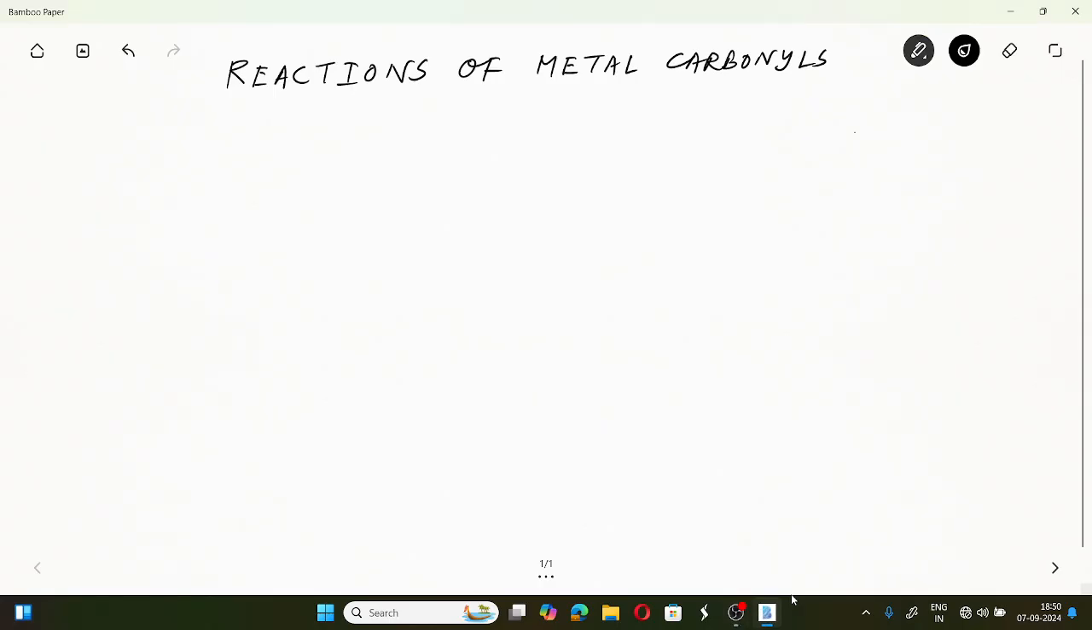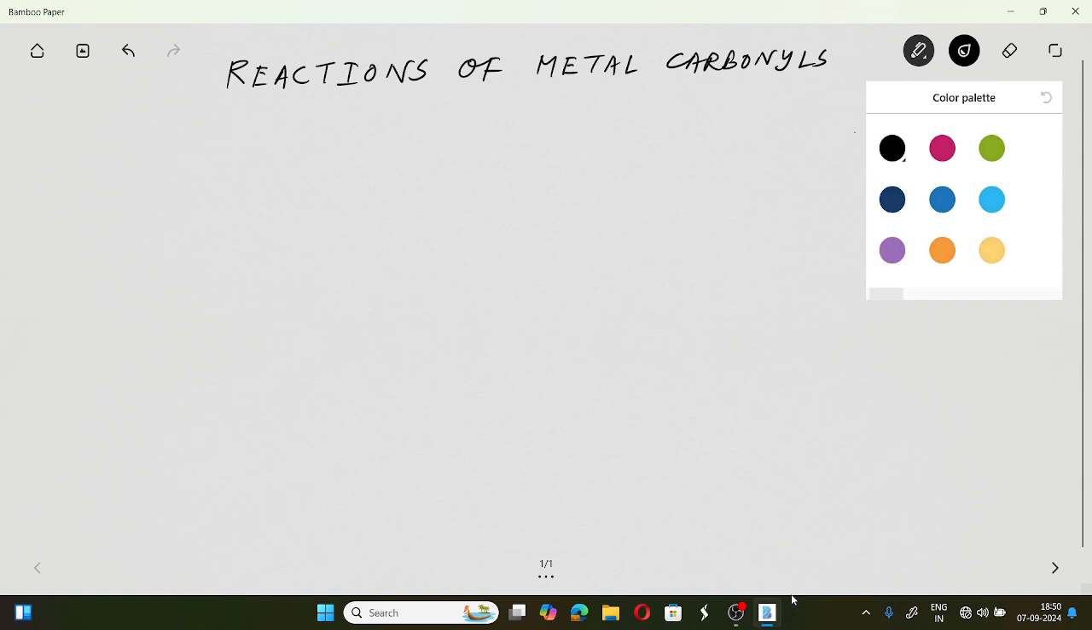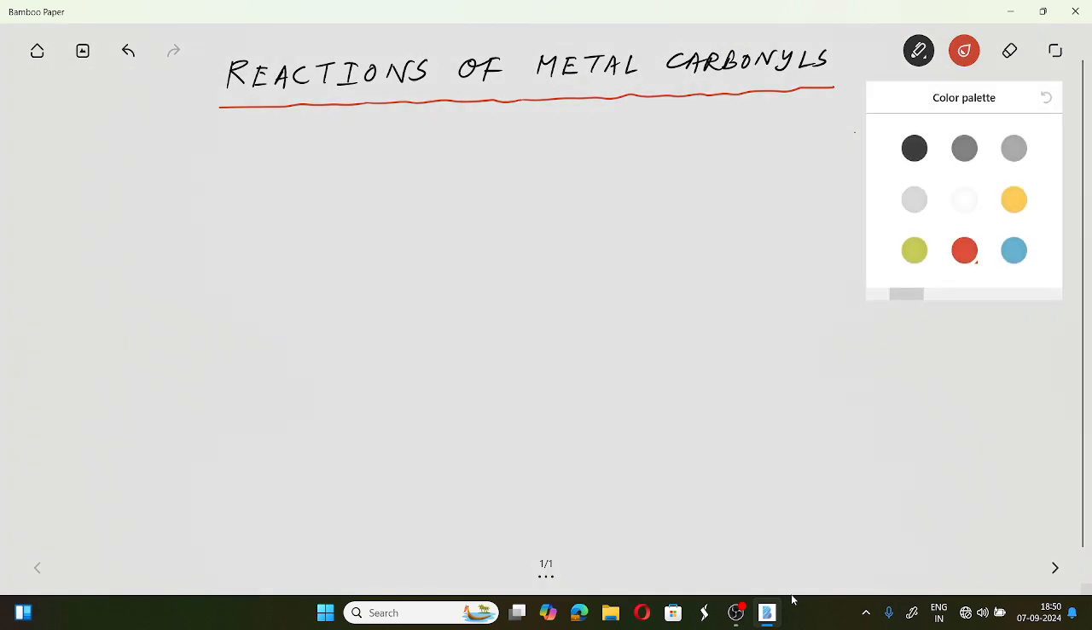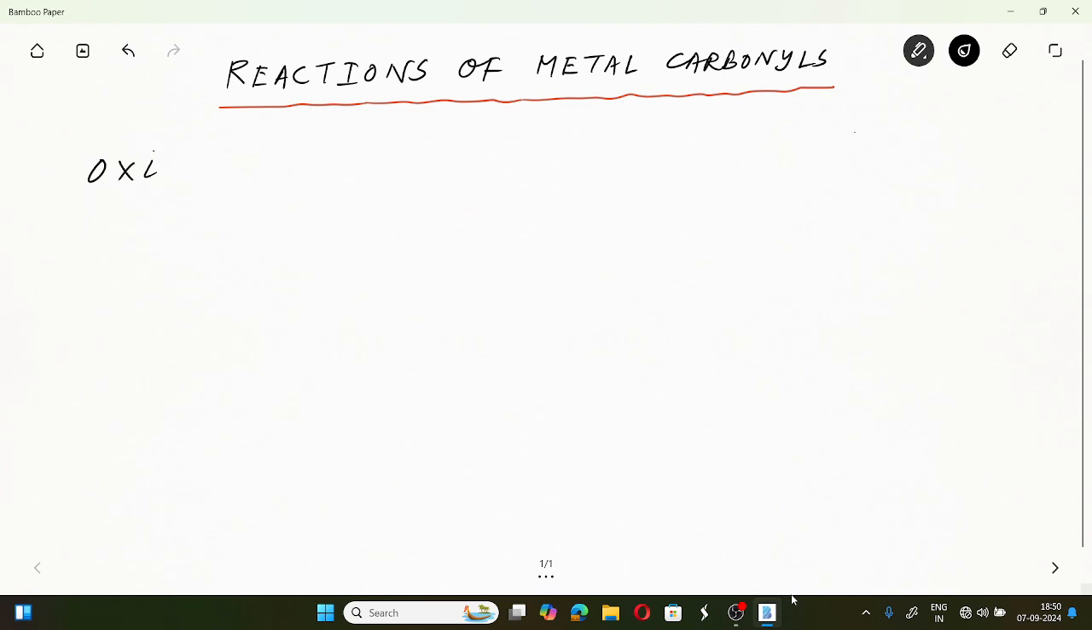So in this class, we shall be discussing some reactions of metal carbonyl complexes. We will be discussing some important types of reaction of metal carbonyl complexes. Among the first one is the oxidative addition reaction. In this oxidative addition reaction, it means oxidation of the metal center.